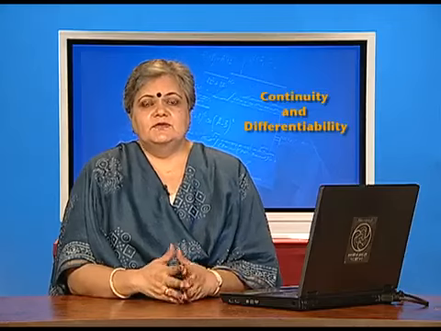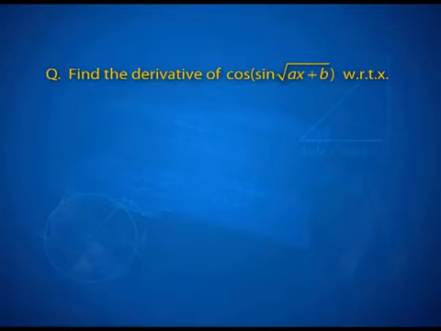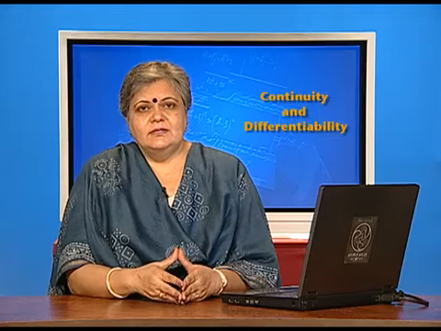So, we need to reinvent our strategy and then use the chain rule. Let us take a problem and see if I can explain to you how to cut short this assumption of u, v, w. So, we have a question which says find the derivative of cos of sine of root of ax plus b. Do you see how many layers are present here?